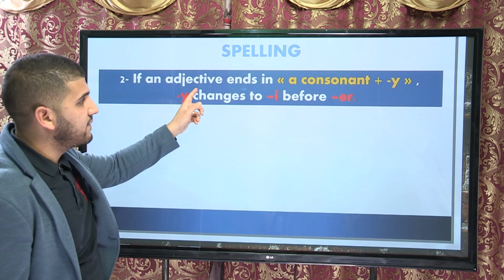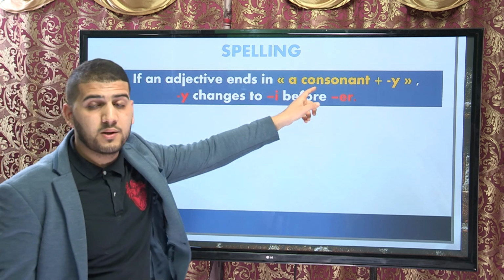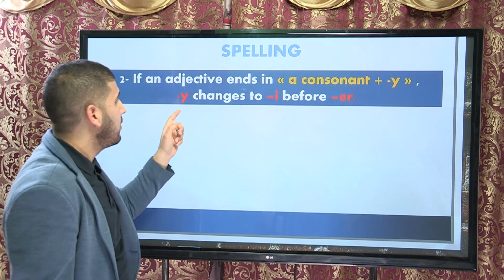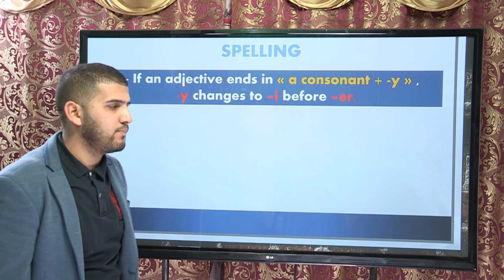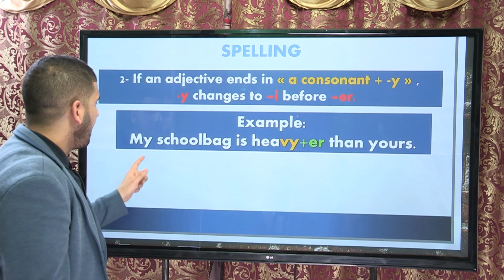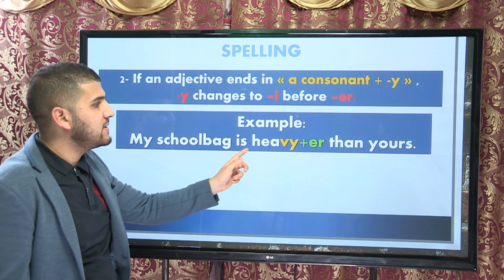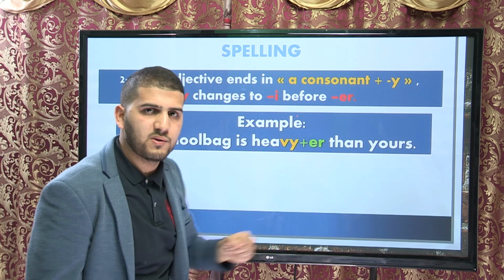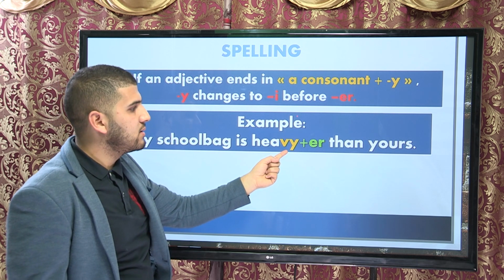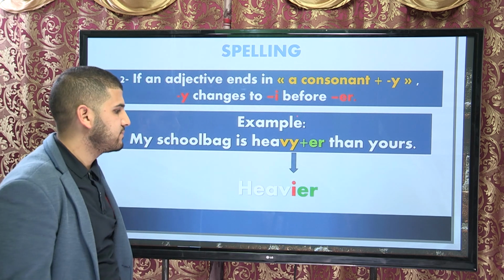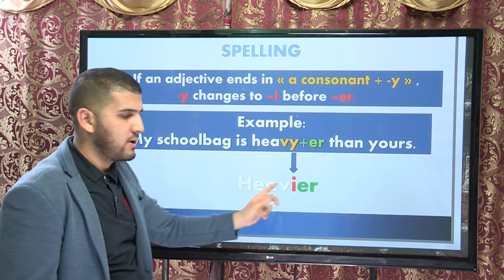Rule number 2. If an adjective ends in a consonant plus Y, Y changes to I before er. Example: my school bag is heavier than yours. So we change the Y into I plus er. Heavier.